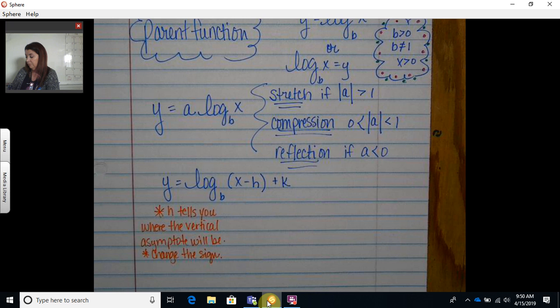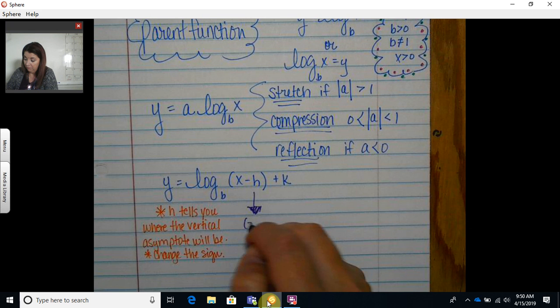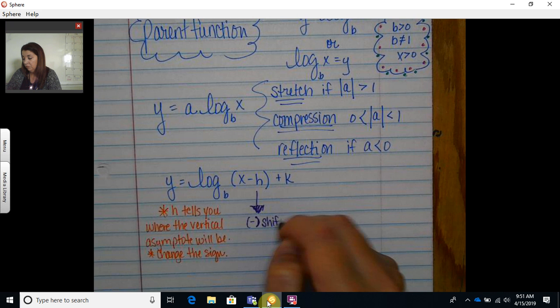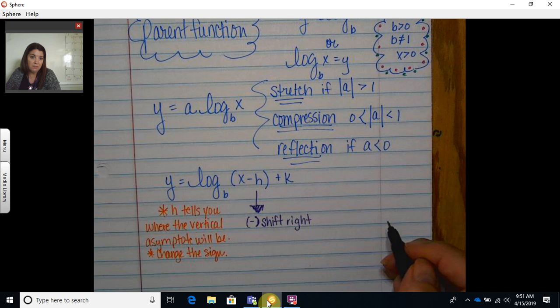H also tells you if it's going to shift left or right, which is also opposite of what it seems, okay? If H is negative, seems like it would shift left because you go to negatives when you go left. But remember, the sign's opposite. So actually, when it's negative, you shift right. So if that was x minus 5, you would shift to the right 5 units. And then if it's positive, you shift left.